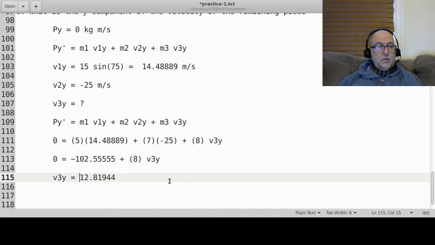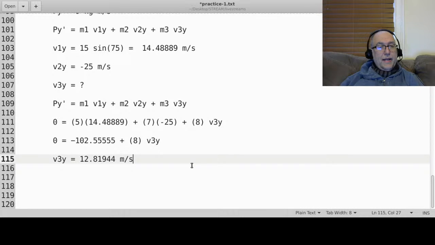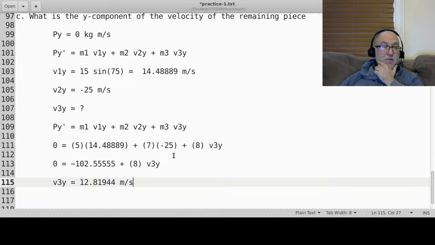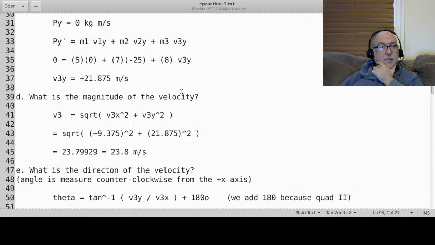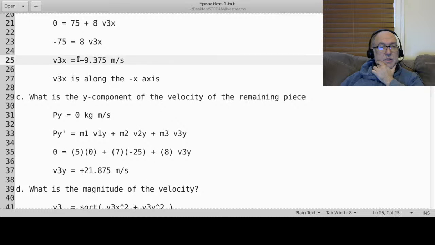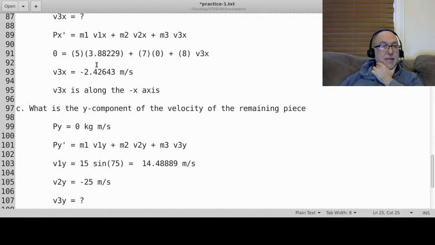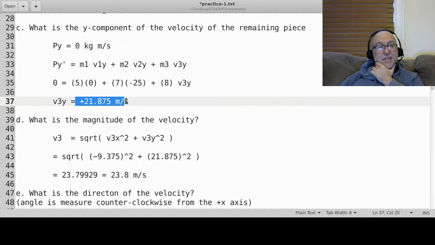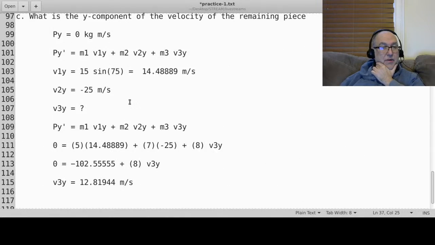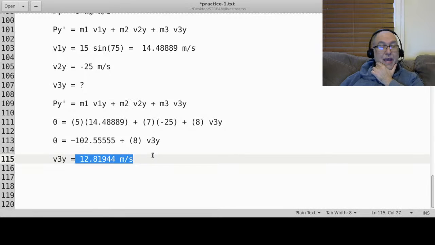v3y is equal to that many meters per second. So they're different than above, obviously. So v3x here and v3x here. This v3x was negative 9 and some change, and this one is negative 2 and some change. And the y component, this one up here was plus 21, and this one here is plus 12. So again, it's less.